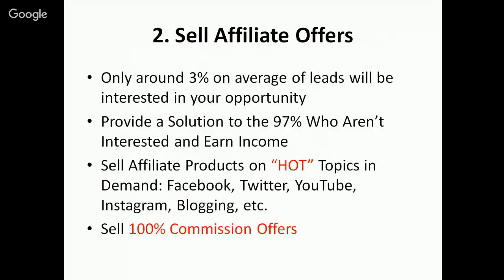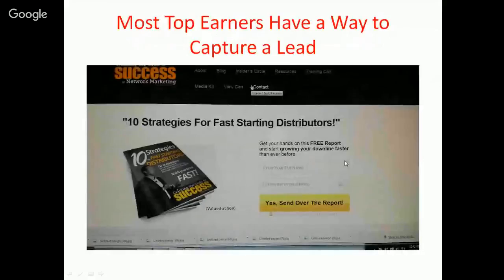So to do that, you want to sell affiliate offers on hot topics in demand, which today are Facebook, Twitter, YouTube, Instagram, which is super hot right now. There are no products that I know about on Periscope yet. There's a lot of great blogging. Actually, there's really one go-to on blogging, and that's Ray Higdon's. I would definitely recommend that. There are a lot of hot platforms, but the key is to sell 100% commission offers. And we'll get into a little bit more of that in a second too.